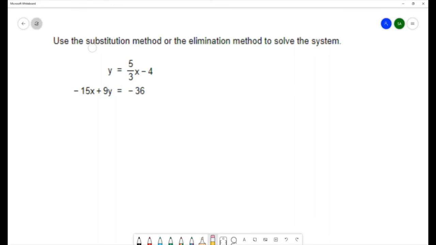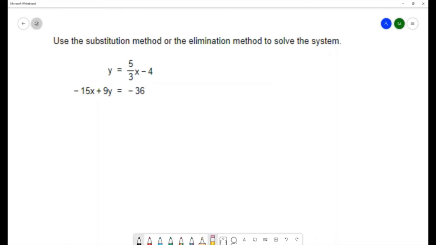With the substitution method, we like to have one of the variables solved for, like we have in this first equation here. With the elimination method, we like to have the setup of the system being that the x's are lined up, the y's are lined up, our equal sign is lined up, and our constants are lined up. And you can see that our x's are not lined up in this example. So because it's not set up for the elimination method and it is set up for the substitution method, I'm going to choose to use the substitution method just because I think it'll take less time.